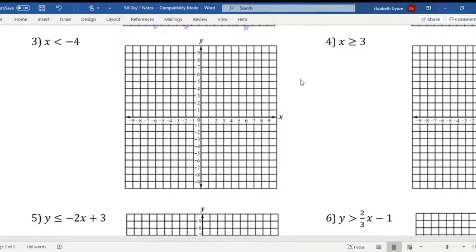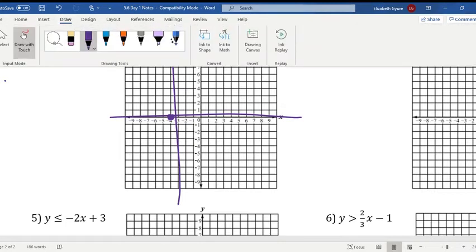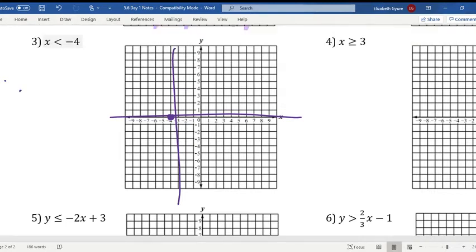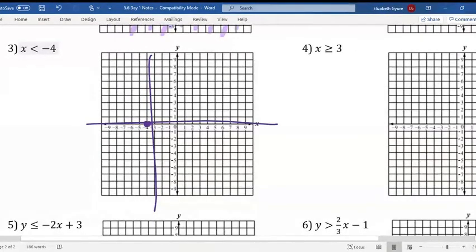So x is less than -4. In this situation, we need to put a dot at -4 on the x-axis. That's the big difference there. Then if I'm on the x-axis, would it make more sense to draw a horizontal line or a vertical line? What do we think? It's going to make more sense to draw a vertical line because with a horizontal line, there's already a line there.